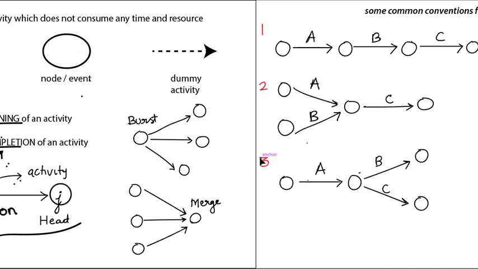Now there are some types, that is burst and merge. We'll see this in examples. Burst is when, after completing one activity, you can start multiple activities simultaneously. Merge is when all three finishing activities lead to a single completion of an activity. You will understand it better when we solve problems, this burst and merge.